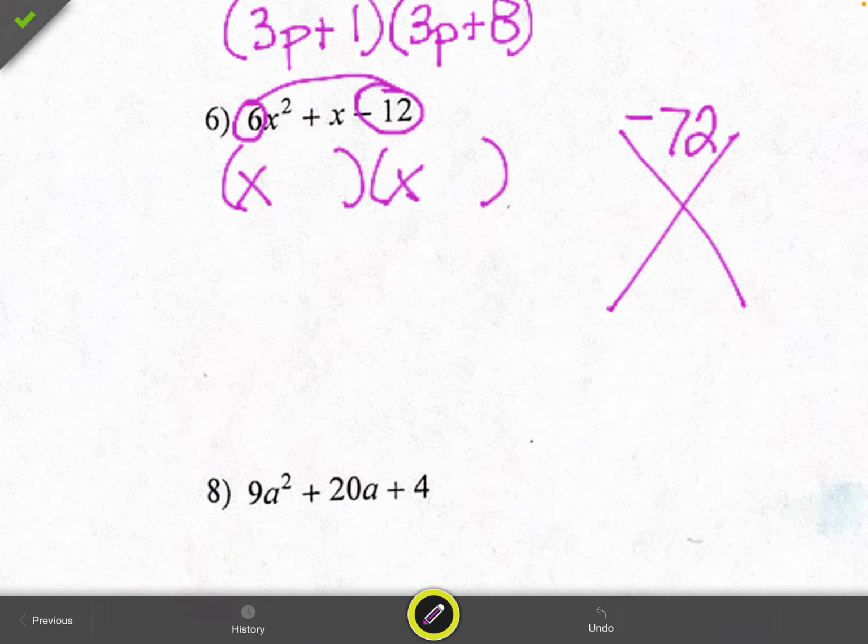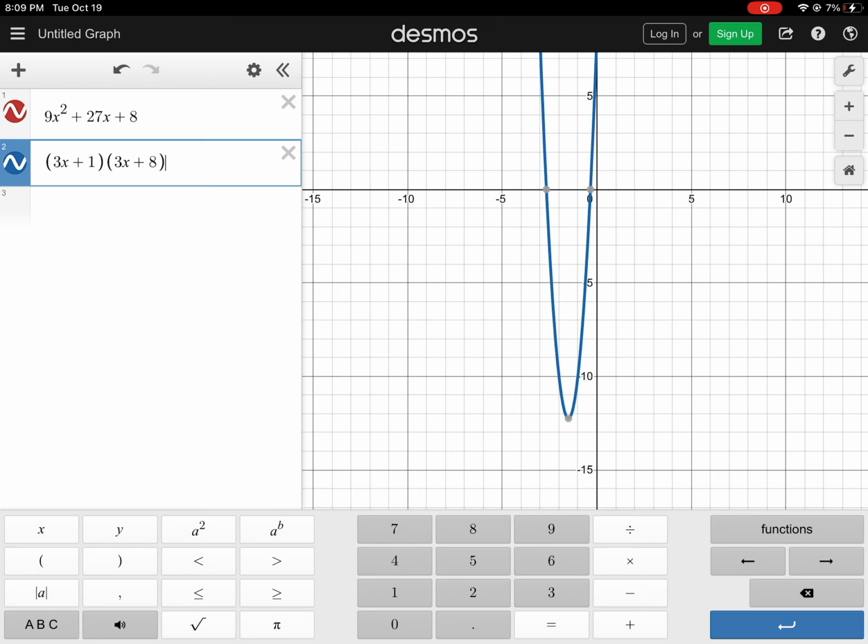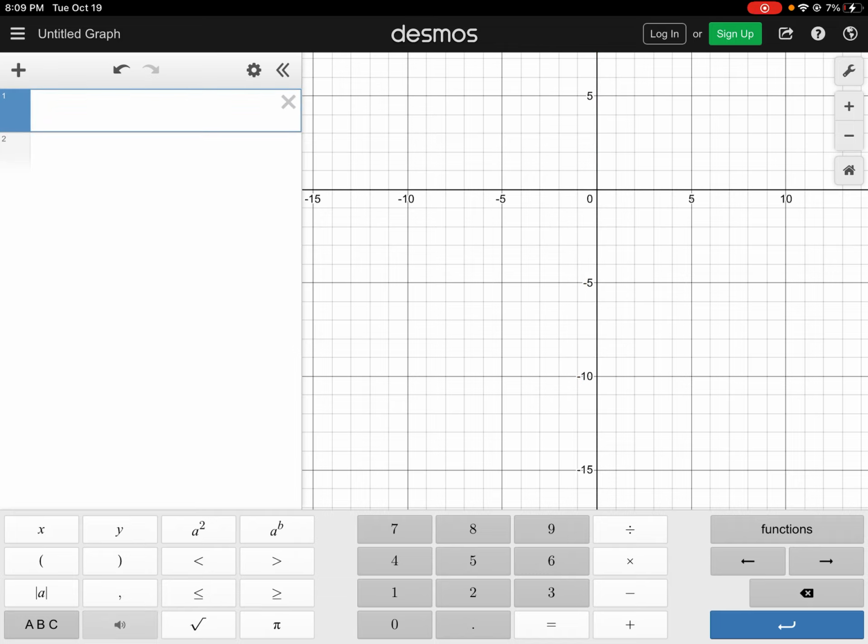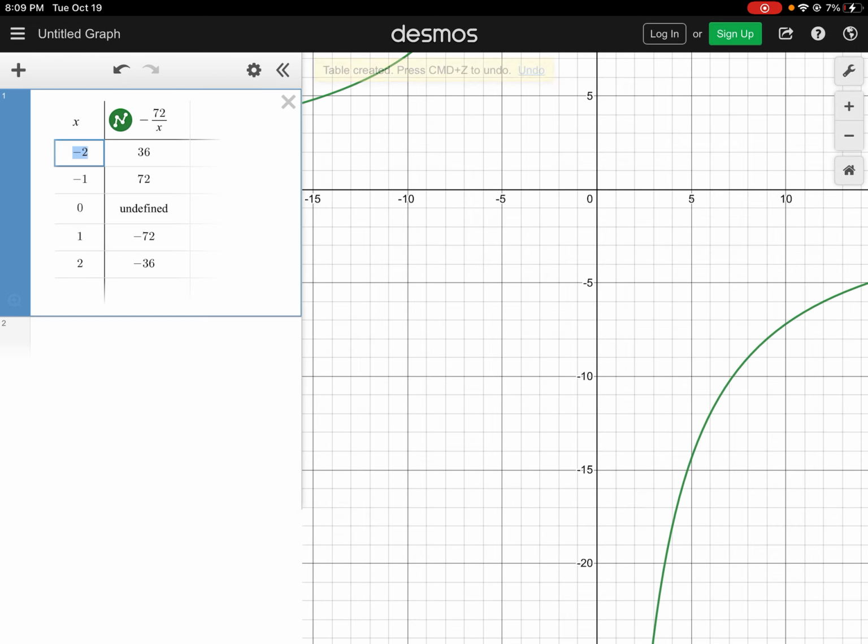Don't lose the negative. Okay, so we're looking for factors of negative 72 that add up to what number is in front of x, even though we don't ever write it? 1. Okay, factors of negative 72 that add up to positive 1. Pay attention to that, okay, because that is important. So negative 72 divided by x, pull my table.